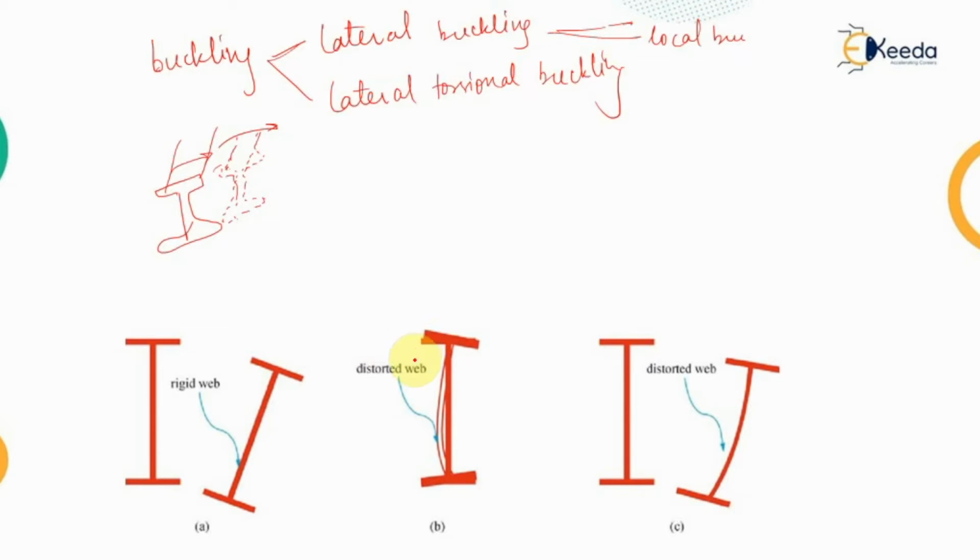It has been shown here. If the complete system fails, it is known as a distorted web. While if some component of the web portion is crippling or deflecting, then that type of failure will be known as local buckling.